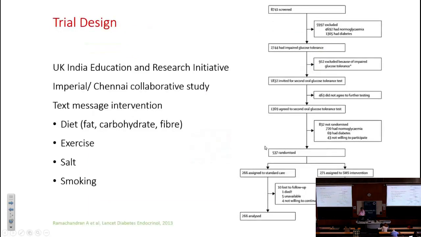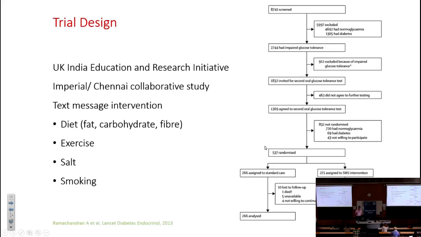So in collaboration between Imperial and Rami Ramachandran in Chennai, we set up a UK-India Education Research Initiative several years ago using a text message intervention, a very simple text message intervention, taking people with impaired glucose regulation and randomizing them to receive regular text messages that aim to replicate the generalizable lifestyle changes that we saw in the earlier effective lifestyle studies, but to do so in a pragmatic way.